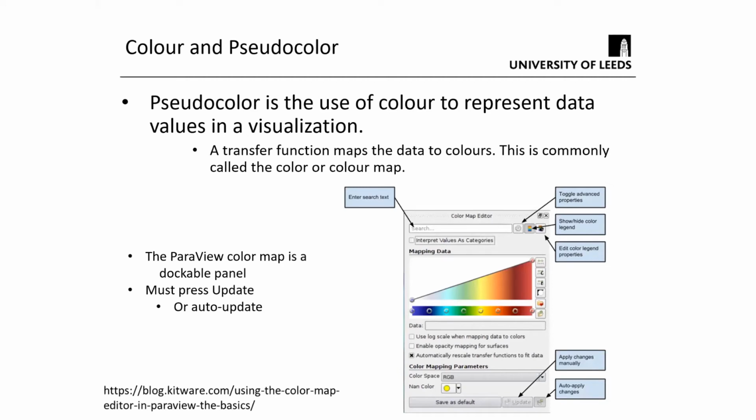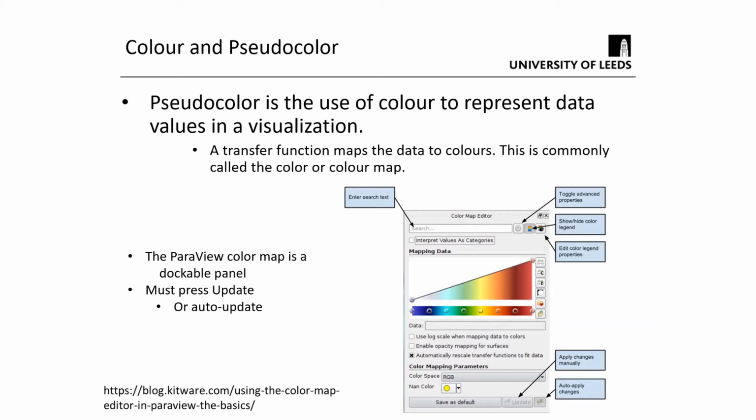So this is the color mapper in Paraview. It's actually pseudo color. So it's the use of color to represent the data values in the visualization. It's not photorealistic, which is the other term used in graphics. And it has something called the transfer function, which relates a data value into a color. And this is seen as the color map. Paraview uses the American spelling of color, so beware of that one as well.